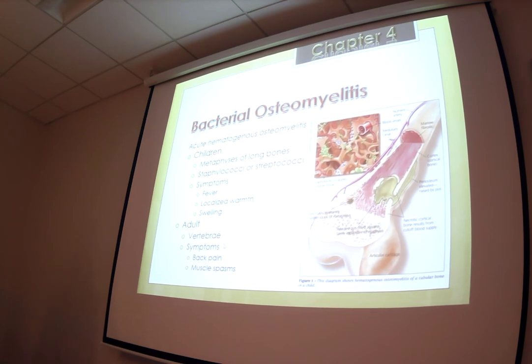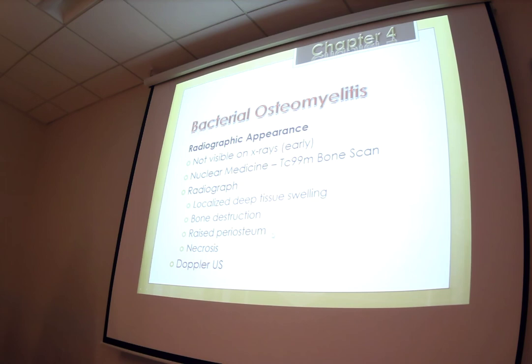So in adults, it typically will attack the vertebrae. Symptoms will include back pain, muscle spasms. So radiographically, in early stages, it's not going to be visible on X-rays because it will be so small and internal to the bone.